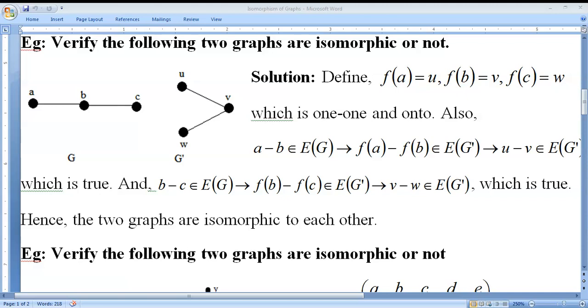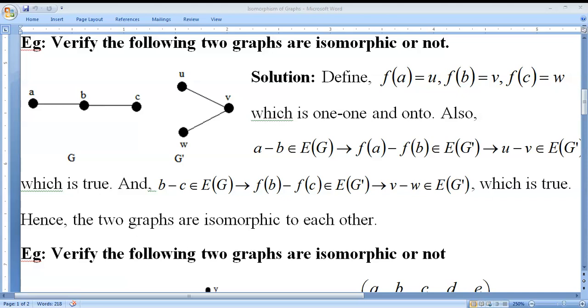The reason for this is that from a there is only one edge, that is ab, and from u also there is only one edge, that is uv. So I have mapped a onto u. If you want, there is an alternative also. From w there is only one edge, that is wv, so you can map a to w also, but here I have mapped a onto u.